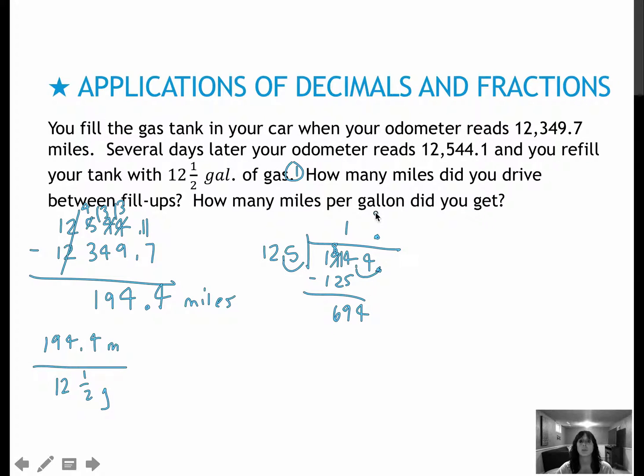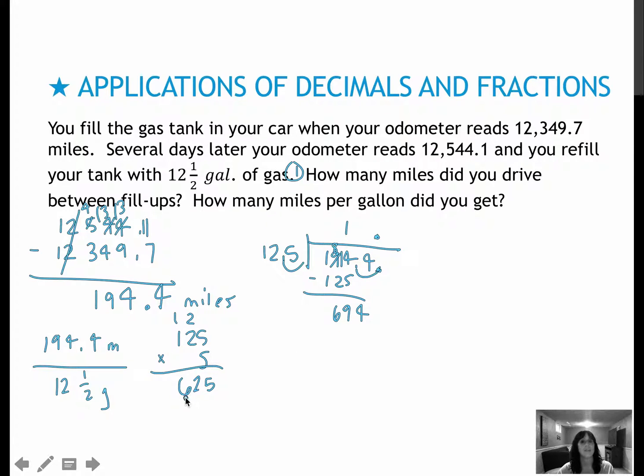Again, we're doing sort of a guesstimate. 125, how many times do we think it goes in 694? I'm going to guess 5 times, because I know 6 times would probably be too many. So I'm going to guess 5. So I'm going to take 125 times 5. And, excuse me, sorry, 10 plus 2 is 12. And that gives me 625.